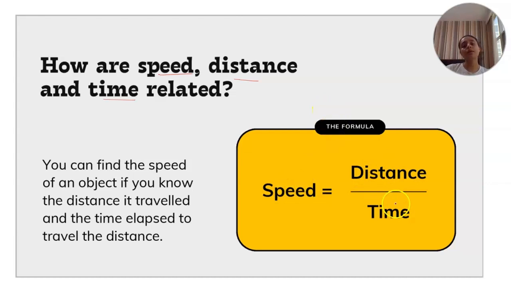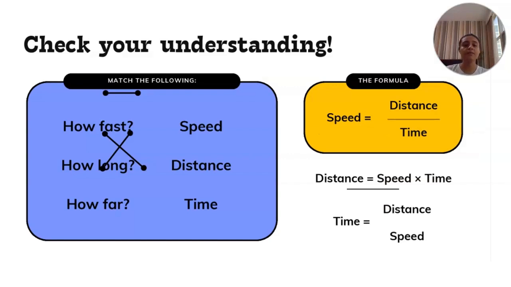Speed is equal to distance upon time. Speed equal to distance upon time. You can find the speed of an object if you know the distance it travels and the time elapsed to travel the distance. Time elapsed means time taken by the vehicle to cover the so and so distance. All right, example we are going to see afterwards. First we will see how the question will come.